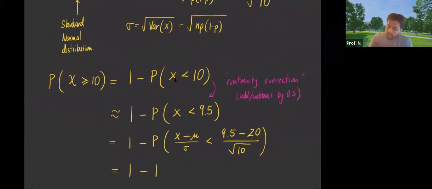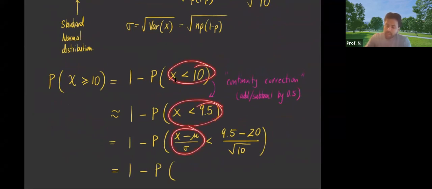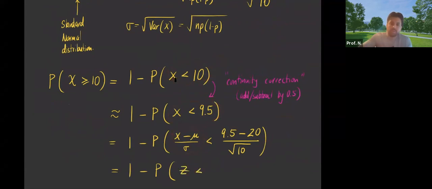So this is 1 minus the probability. The idea is that we went from binomial to normal. So this is the probability that's less than. Now I have to use some more calculator business here. We have 9.5 minus 20, and we're dividing this by the square root of 10. So this is negative 3.32.